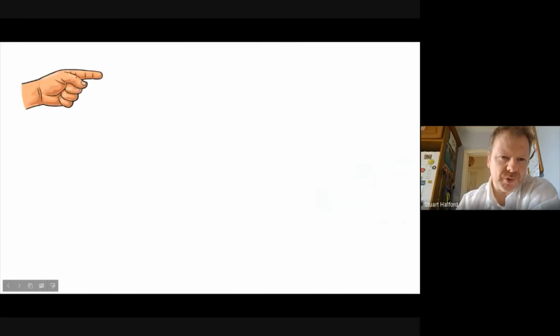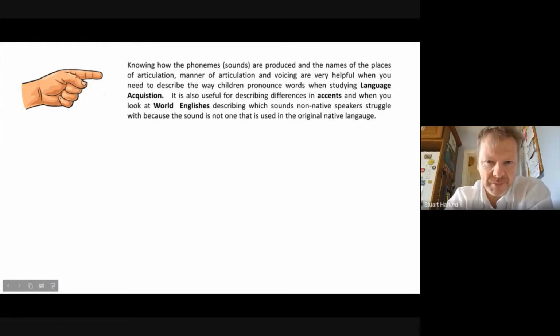Okay, I'm going to be using this pointing finger symbol to occasionally answer a question that students often pose, which is what's the point of this? Why are we doing this? Well, if you know how the phonemes or the sounds are produced and the names of the places of articulation, how they're produced, and whether there's a vibration or not, which we call voicing, which again we'll get onto, all of this is really helpful when you need to describe things like the way children pronounce words when you're studying language acquisition. It's also useful for describing differences in accents. And when you look at World English, you can describe which sounds non-native speakers struggle with because the sound's not one that's used in their original native language.